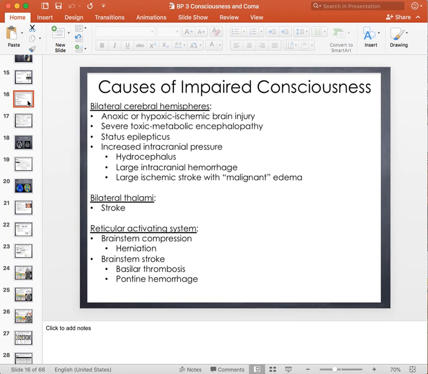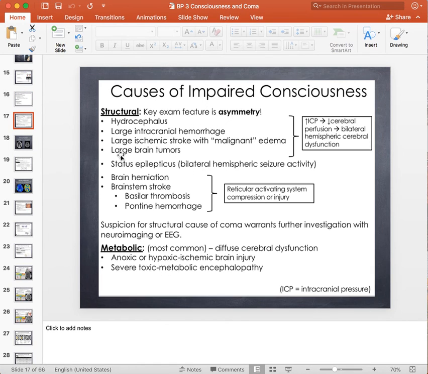In order to get impaired consciousness, you either need your entire cerebral hemispheres bilaterally out, both thalami, or the reticular activating system in the brainstem. And a variety of different pathology can cause all of those things. Exactly. Another way to think about the different causes of impaired consciousness is dividing them into structural versus metabolic causes. The reason this is clinically helpful is that it helps inform how we diagnostically approach what's causing this, and also how we might manage it.